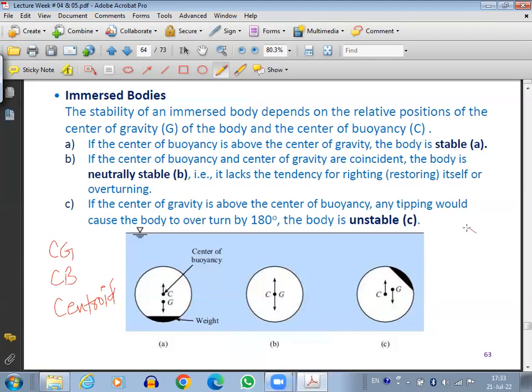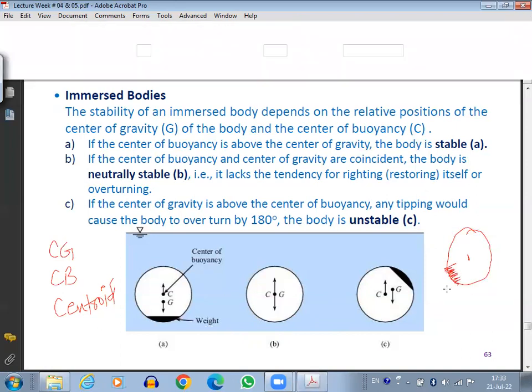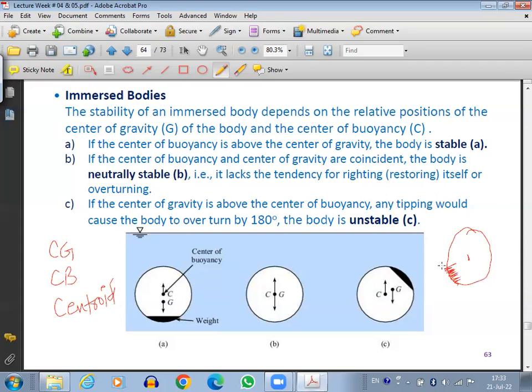Suppose I have this circular object, the centroid would be the geometric center. Is it clear? Now suppose in this object we have some additional mass here. So what will happen? The center of gravity now will not be at the centroid. The center of gravity will shift closer to the larger mass. So in this case, this is the centroid, and that's the center of gravity.